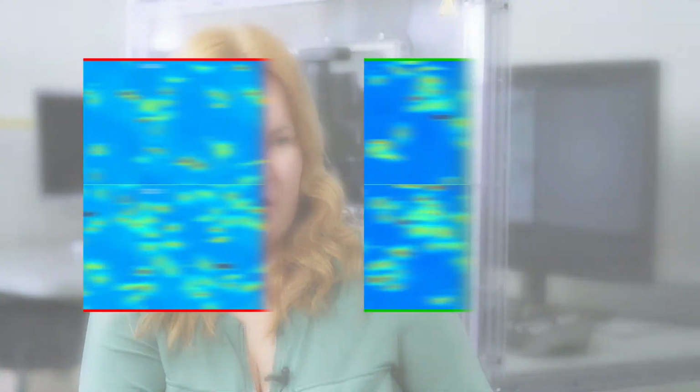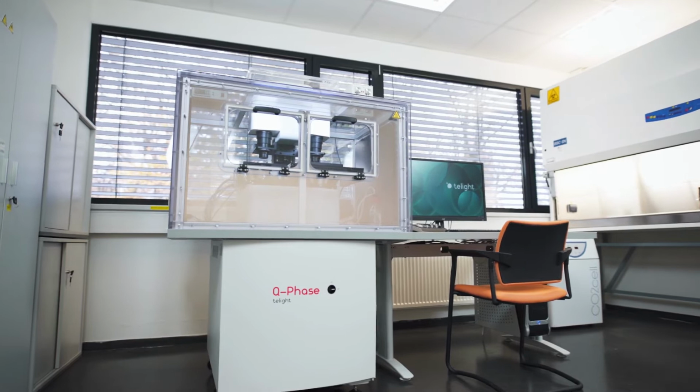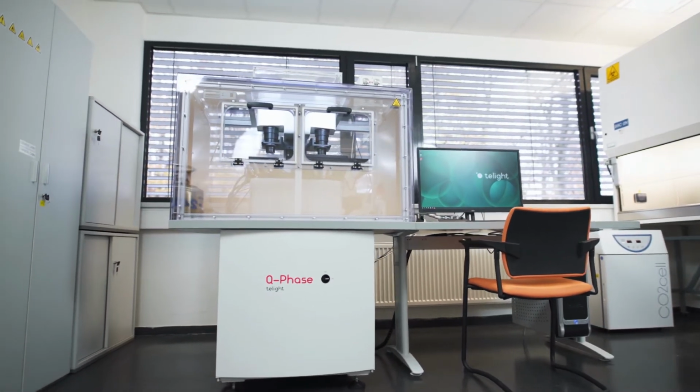So, Marketa, what exactly do you study? So I am studying microstatics, which inhibit and stop migration of cells from tumor. For this research, we used, for example, vincristine, doxycycline, 4-hydroxyacetophenone, and many other drugs. And for these drugs I used cell lines of human lung and human breast. I am interested in biophysical interpretation of quantitative phase imaging using the holographic microscope QPhase.